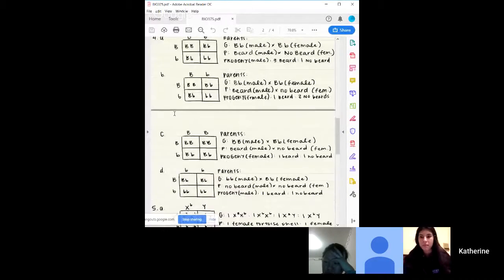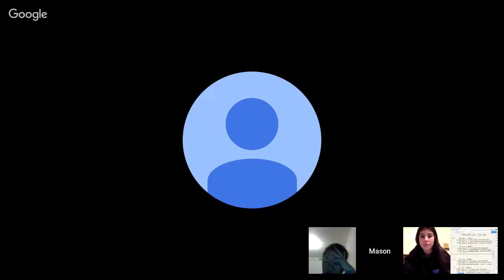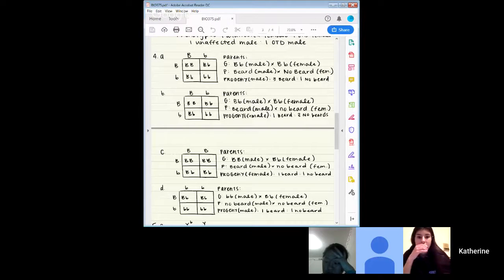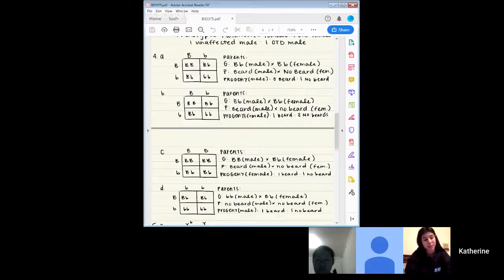Cool. Okay, and then 4, and you said that you wanted to spend a little more time on 4 and 5, right? Yeah, I just kind of wanted you to explain it, because I was having issues trying to figure them out, working backwards, trying to find the parents' phenotypes and genotypes. Okay, sounds good. We can do that.